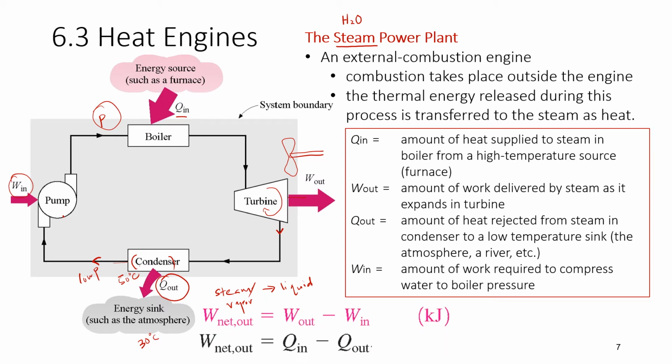Okay, an important equation. I hope you write this down as you watch all these videos. The net work output produced is equal to, of course, work out minus work in. This is an energy balance. Or, this is also very important, write this down: in the case of this heat engine, you can write it as Q in minus Q out. So net work equals this. Write this equation first under heat engine. This is how we can calculate how much work is being produced by the entire system.